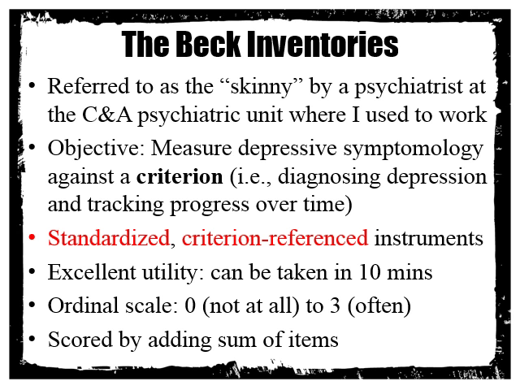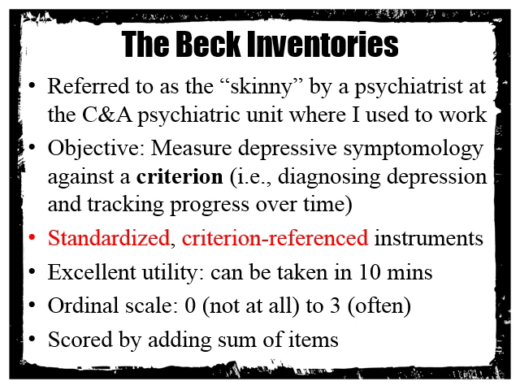These are standardized criterion-referenced instruments. Standardized in that the same questions are asked in the same order to every test taker. Criterion referenced in that, again, Beck and his colleagues established these cut scores for what was mild, moderate, and severe depression or anxiety. They have excellent utility because they can be taken in 10 minutes, which is good for clients. They use an ordinal scale from 0 to 3, not at all to often. Again, this has problems when you start getting into more rigorous statistical analysis, though is quite useful for clinical work because it's easy to score.